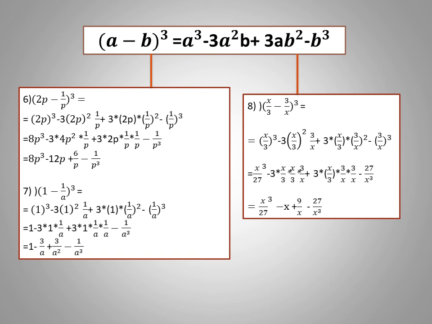Minus 3 into x upon 3 square, I have written 2 times x upon 3 into 3 upon x. See now, 1 numerator denominator 3 cancel. Second numerator denominator 3 also cancel. And 1 numerator denominator x also cancel. Then only 1 x is remaining. Plus, here 3 into x upon 3 into 3 upon x into 3 upon x. Here also 1 x and x cancel, 1 3 and 3 cancel. Then 3 3s are 9 upon x and minus 27 upon x raised to 3 is the answer. We will get it here.